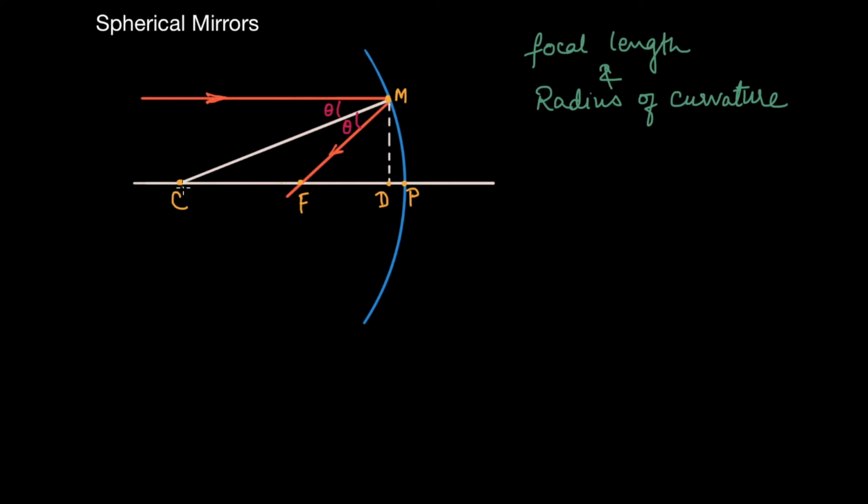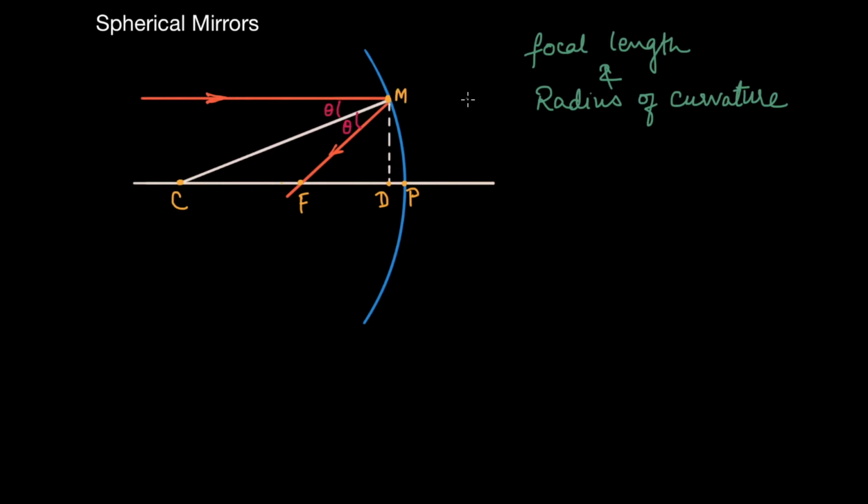CM, C is the center of curvature of this mirror, and M is the point of incidence. So CM is the normal and the point of incidence, and the incident ray is making a small angle. Theta in this case is a small angle. That is the assumption we are making.